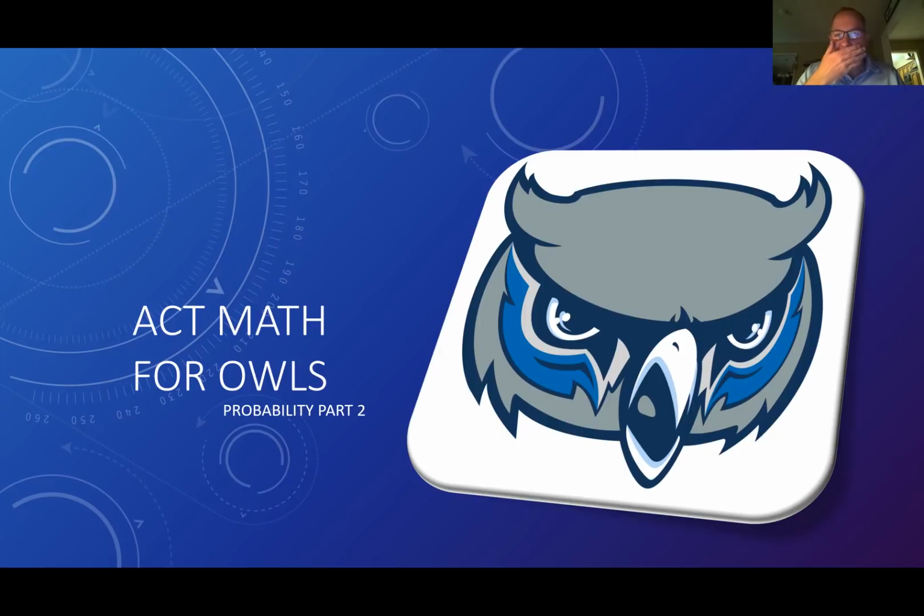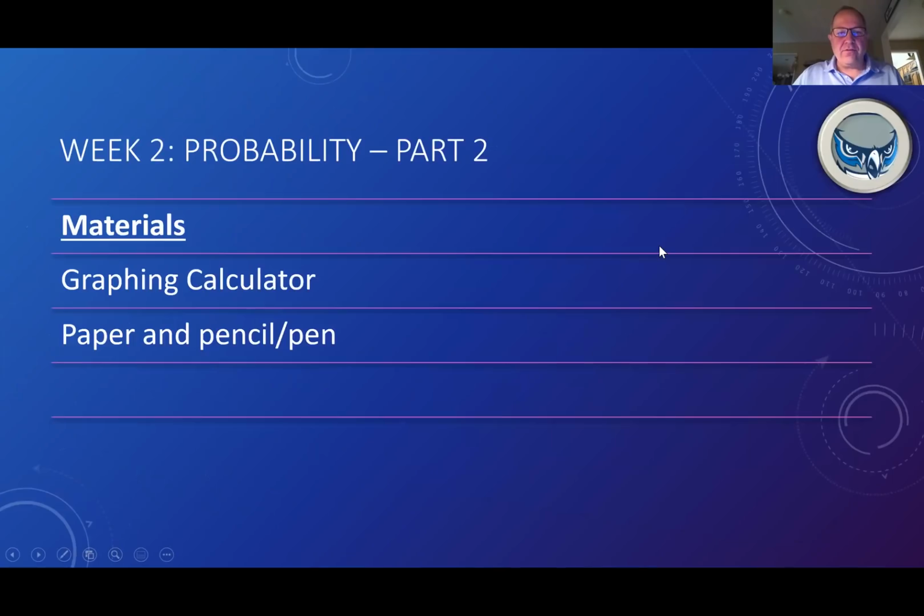Now, what do you need for today? Well, first of all, you're going to need to have some materials. You need to have your graphing calculator. You will also need to have paper and pencil or pen to write with. Some of you are using dry erase boards, which is great. In that case, get a marker and something to clean off the board with. I'll give you a second to get those materials together.